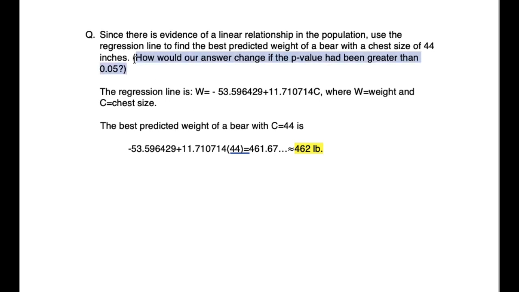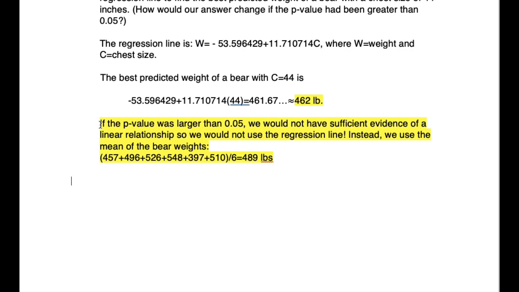So what would happen in the case where the p-value was greater than 0.05 and we did not have evidence of a linear relationship in the population? In that case, we would not have sufficient evidence of a linear relationship, so we would not use the regression line to make predictions. Instead, we use the mean of the bears' weights. So I would add up the 6 weights, divide by 6, and this would be my best prediction for a bear having a chest size of 44 inches.